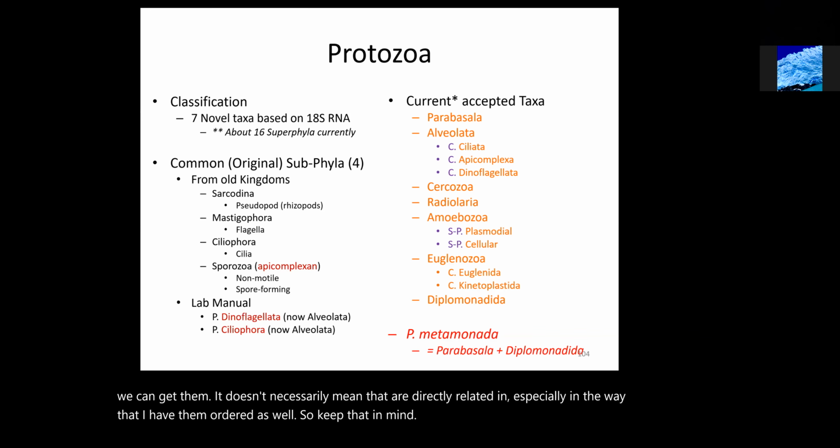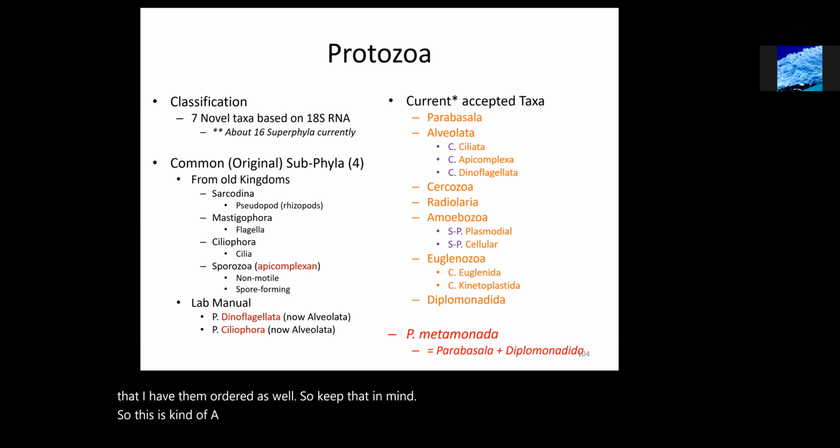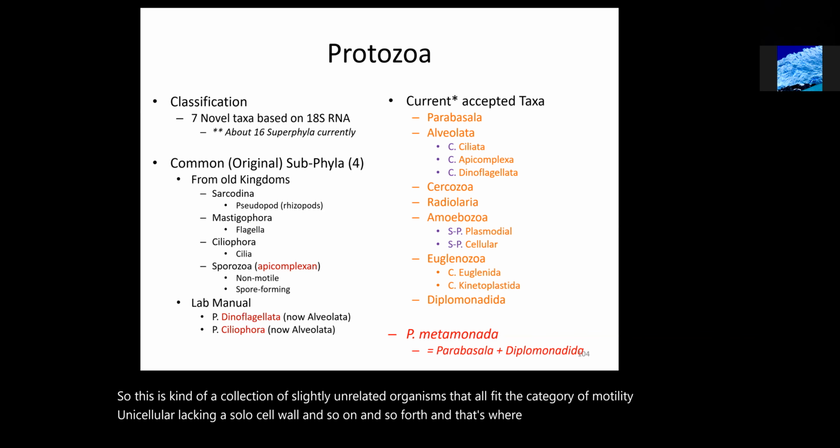So this is a collection of slightly unrelated organisms that all fit the category of motility, unicellular, lacking a cell wall, and so on and so forth. So that's where we're going to go with this. Okay.